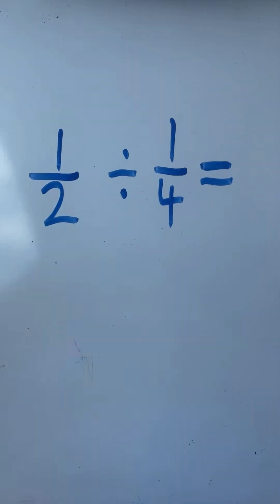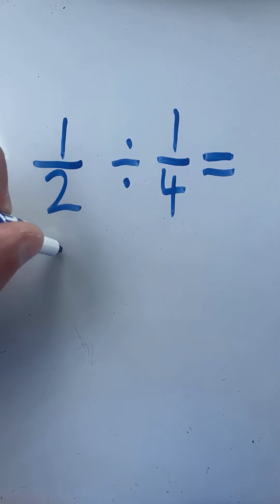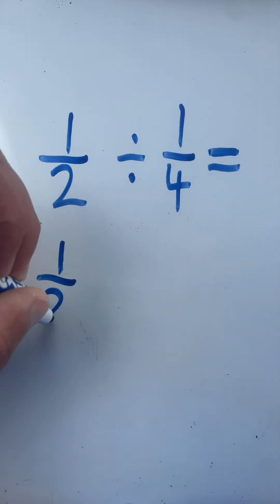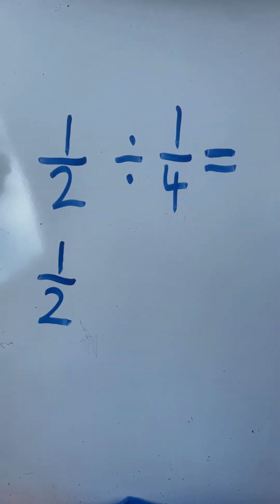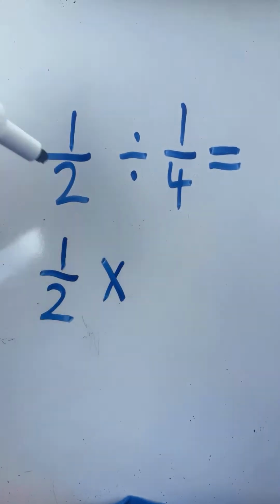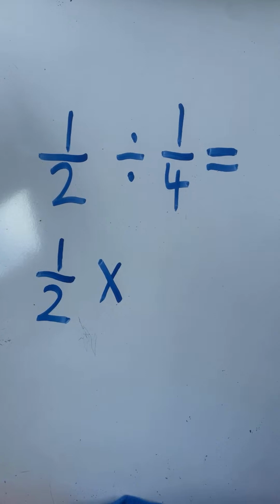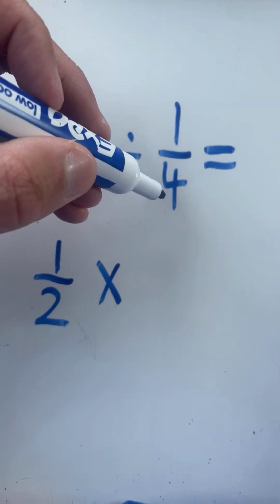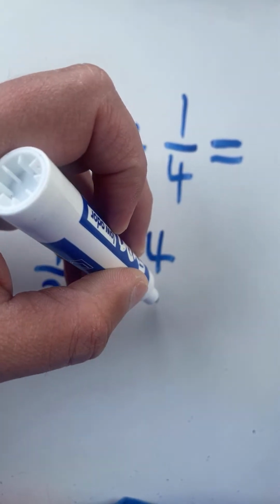So step 1, keep. We keep the first fraction in the problem the same. So 1/2 is going to stay exactly the same. Step 2, we change the sign from division to multiplication. Step 3, we flip the second fraction. So the denominator becomes the numerator and the numerator becomes the denominator.